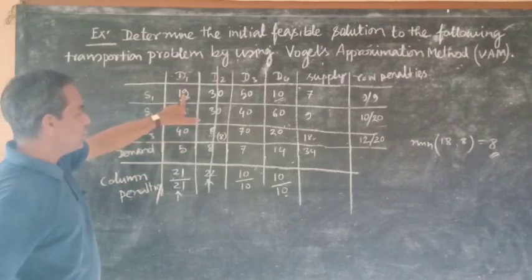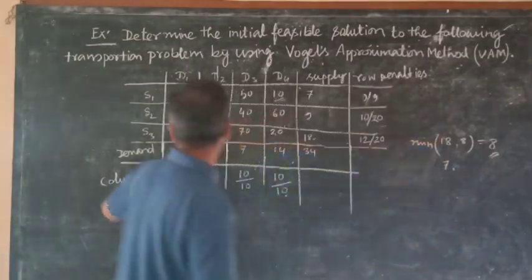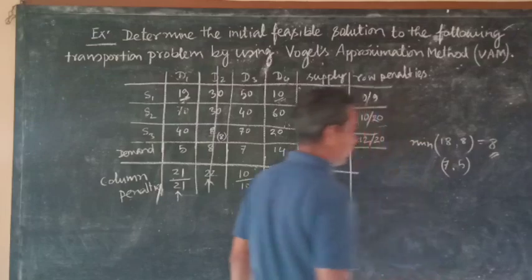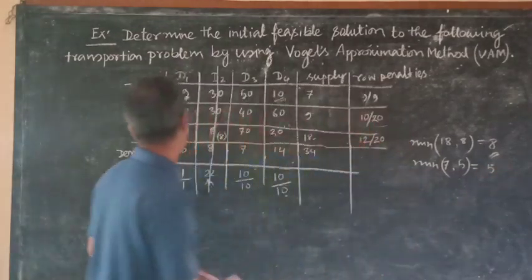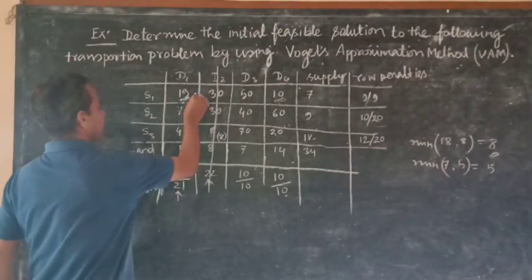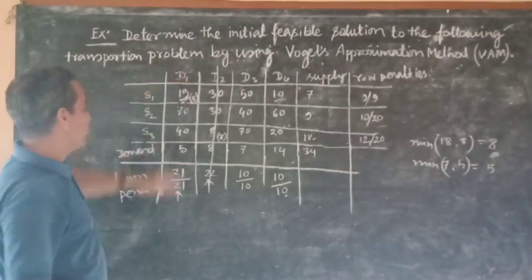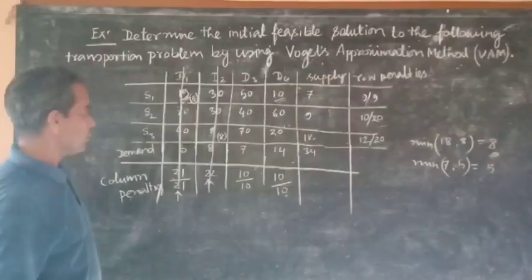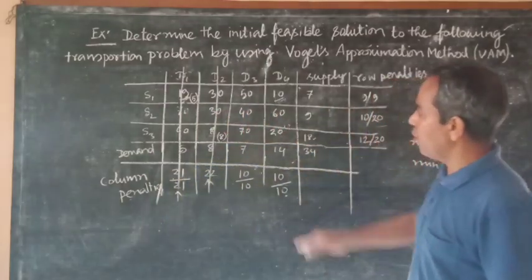Now you see 19 is associated with supply 7 and 19 is associated with demand 5. Then the minimum of 7 and 5 is 5. So you can allocate in here 5. When you allocate 5 in here, D1's requirement is fulfilled. So you cross out this column. Okay. Next, again you find the penalties of the remaining costs.